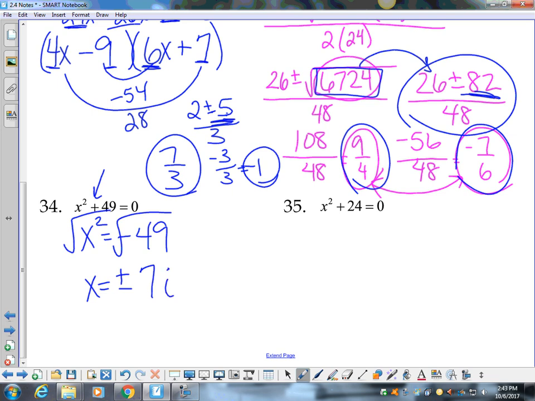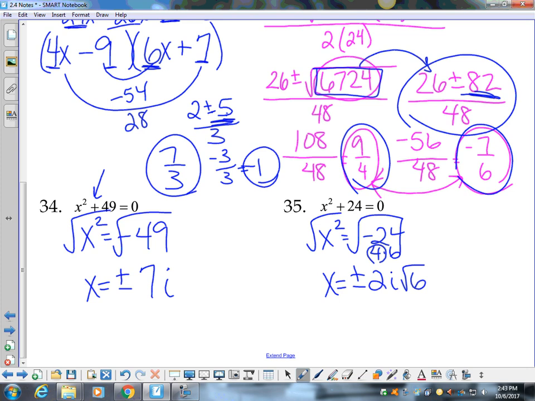Now 35 is the exact same thing. It's missing that middle term, so I'm going to subtract the 24 over, and then I'm going to root both sides. So I get my plus or minus because I rooted both sides. 24 is 4 times 6. So 2i, because there's a negative up under the root 6. This answer is imaginary. This answer is imaginary and irrational. Technically, this one's irrational too because i equals the square root of a negative 1. These answers are rational because there's no root.